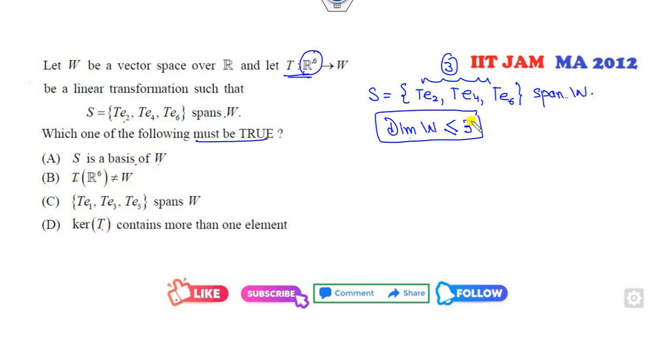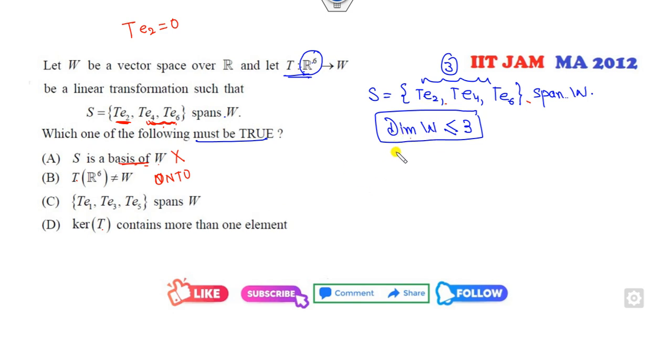Okay, S is a basis of W. Can it form a basis? It is not always true, because if I assume T of this is my 0, then it has fewer elements. So it means it is not necessarily a basis. T of 6 is not equal to W. This is not always true. If you prove that this is onto, then it will be here, fine.